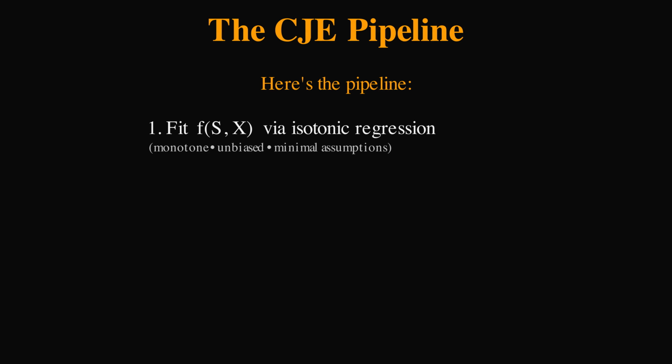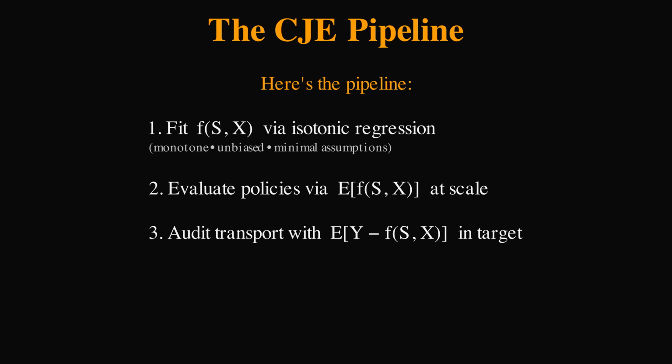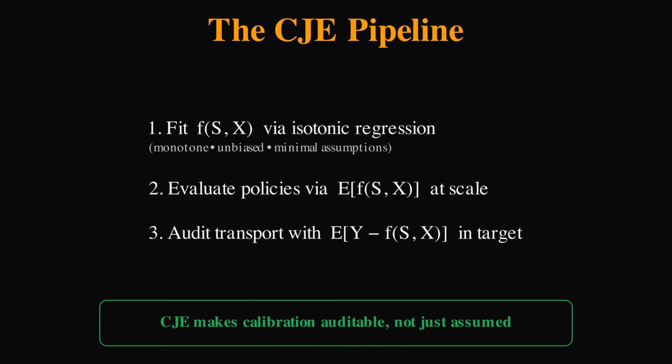Here's the pipeline. Step 1, fit the mapping from S to Y via isotonic regression. This is your calibration model. Step 2, evaluate policies by applying the mapping to abundant S at scale. Judge scores are cheap, so you can estimate this precisely. Step 3. Audit transport in the target. Check whether your calibration still holds where you're using it. CJE makes calibration auditable, not just assumed.